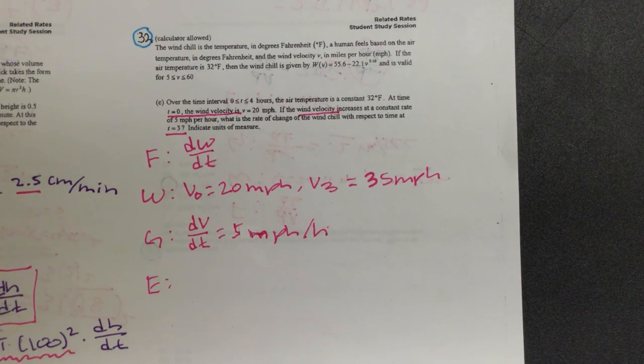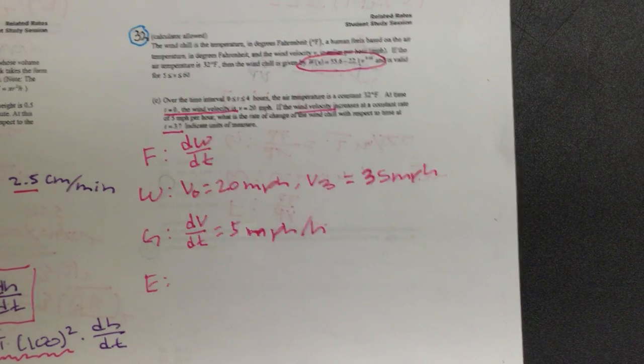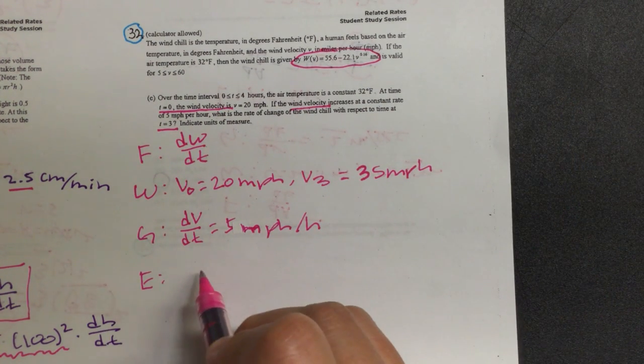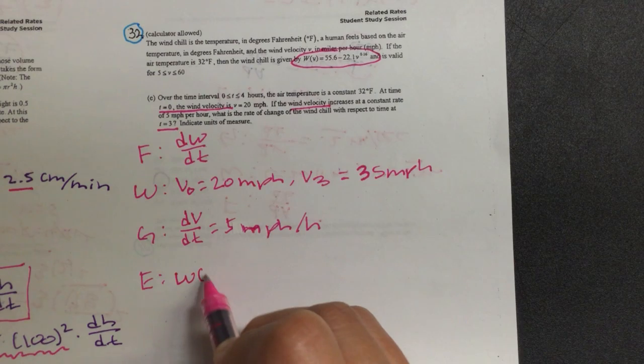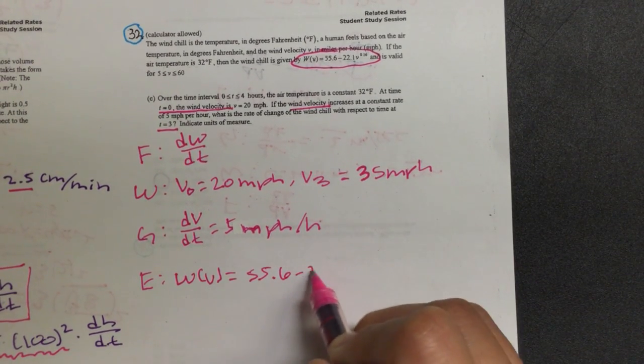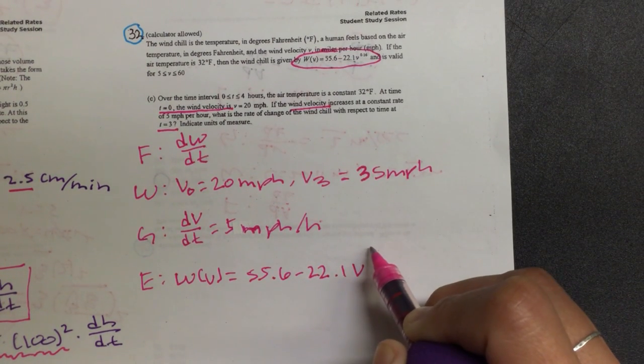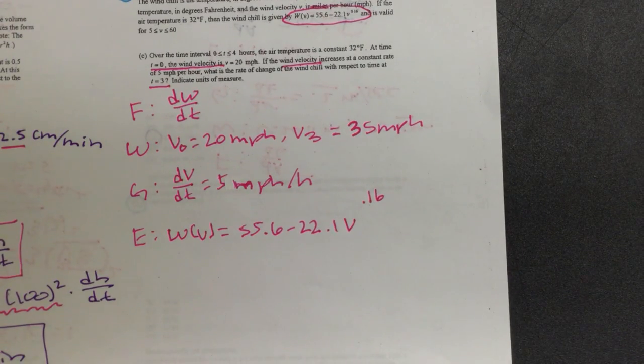Okay, let's see what equation we need. Didn't I already give you the equation anyways? Yeah? Let's go ahead and fill it out. So we have W of V is equal to 55.6 minus 22.1 V to the 0.16. Yes. Okay, so let's go ahead and derive this.